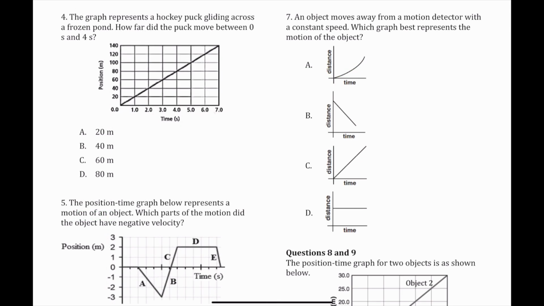4. The graph represents a hockey puck gliding across a frozen pond. How far did the puck move between 0 seconds and 4 seconds? So from 0 to 4, we need to draw a vertical line until we intersect with the slope, and then a horizontal line to get the answer. So the answer here is 80, which is D.